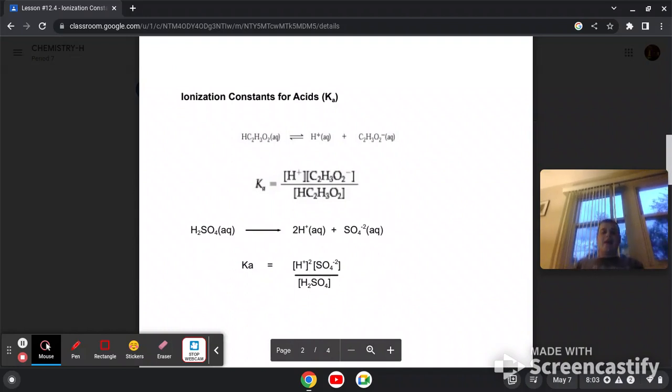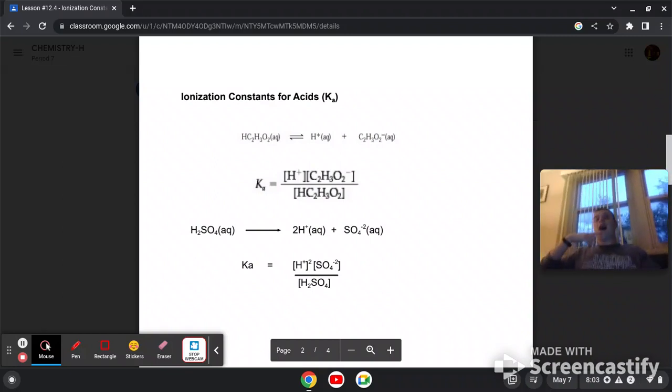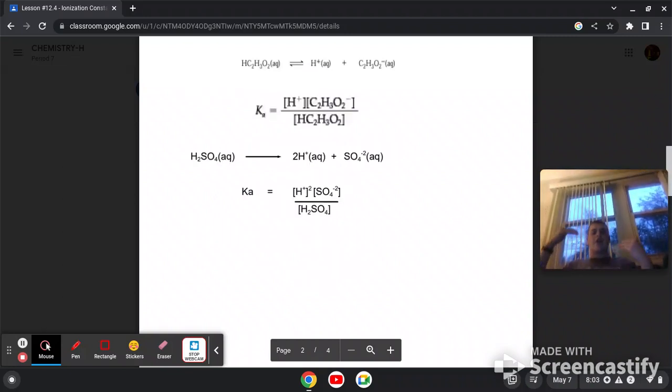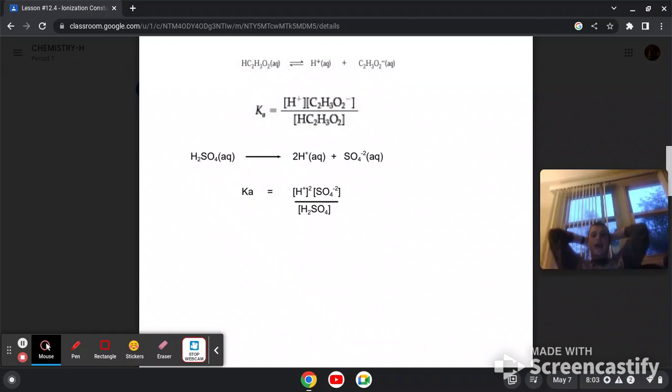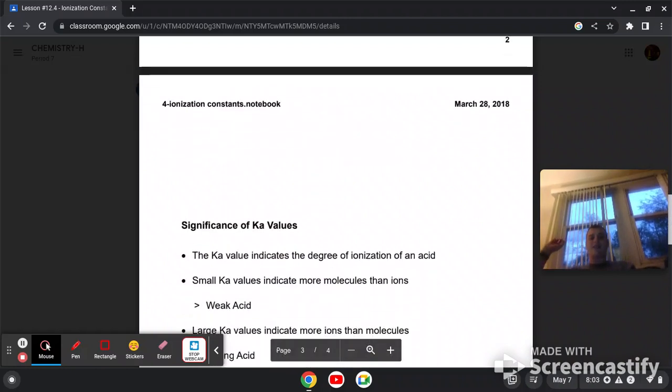You have to take the ionization constant of the products, the ions, over the reactants, which is the ionic bond between the two. So with H2SO4 dissolving into 2H+ and SO4 2-, you have H+ squared times SO4 2- on the top, and H2SO4 is on the bottom.